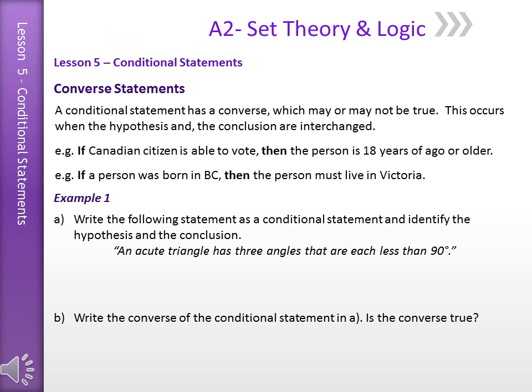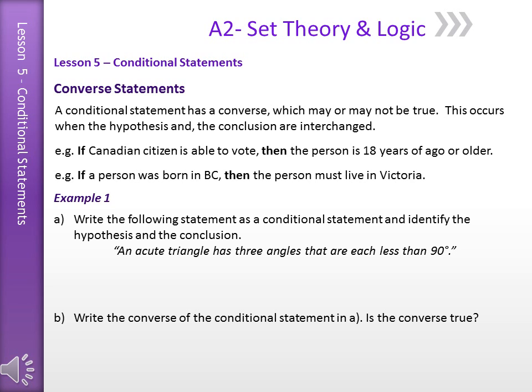Converse statements. A conditional statement has a converse, which may or may not be true. This occurs when the hypothesis and the conclusion are interchanged. So just taking the two examples from before, if a Canadian citizen is able to vote, then the person is 18 years of age or older. Or, if a person was born in BC, then the person must live in Victoria.